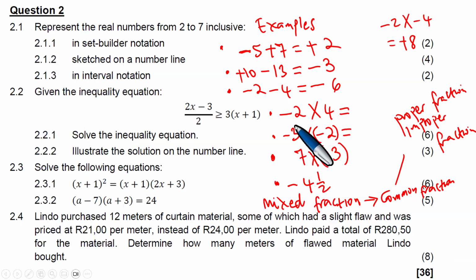Okay, if you have minus 2 times 4, now we are multiplying. So the rules are a little bit different, because before it was addition, this minus that. We're not multiplying anything. But now we are multiplying, and the rules are different. So what are the rules?